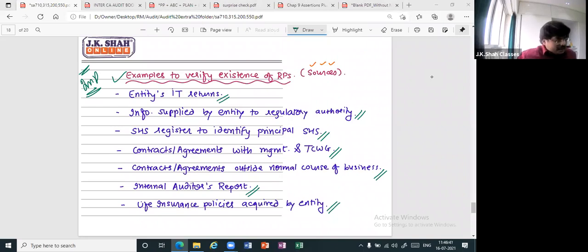In IT returns, I hope you realize you have to give information along with the IT returns of the financial statements. So in IT returns, you will come to know it belongs to whom. So ultimately from that, you will come to know who is the controlling owner, who is the major shareholder.